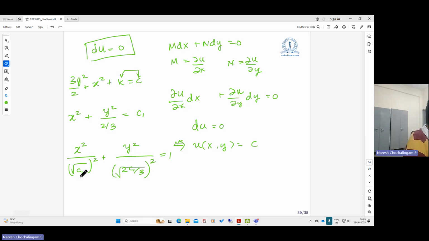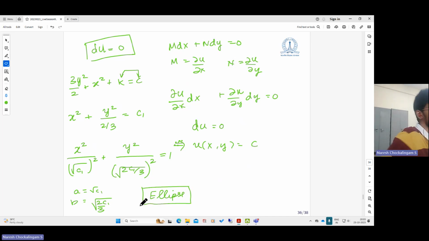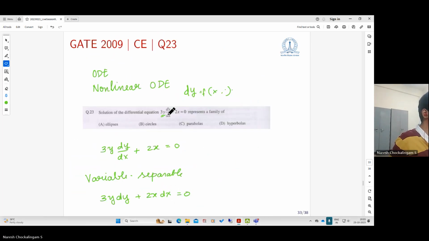So this is of the form x squared by a squared plus y squared by b squared equal to 1. So it's an ellipse with one of the axes root c1 and the other axis root of 2 by 3 c1. So this is an equation of an ellipse. So the correct answer to this question is option A. The solution of the differential equation represents a family of ellipses with only c variable.